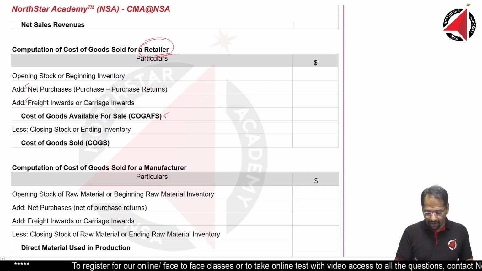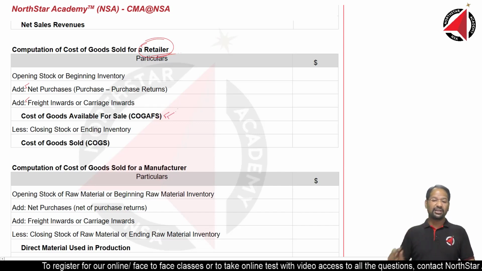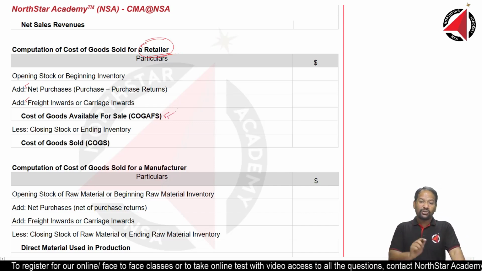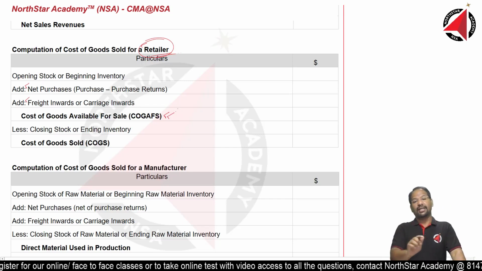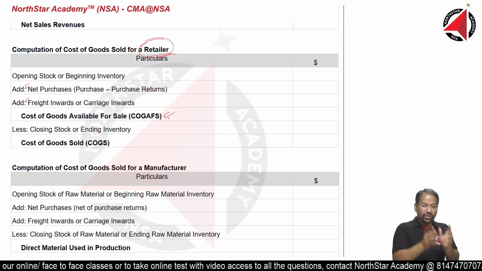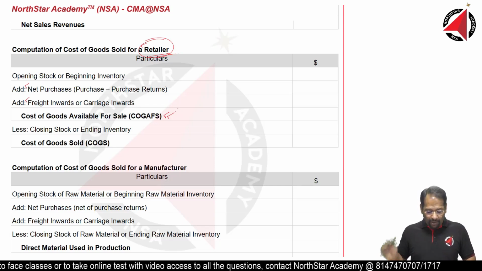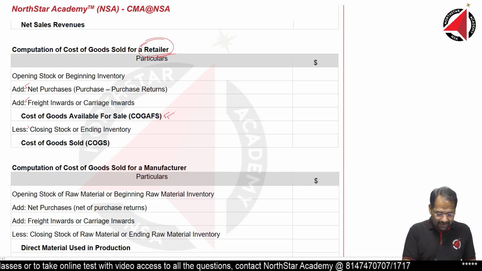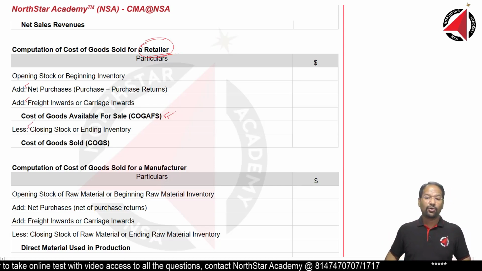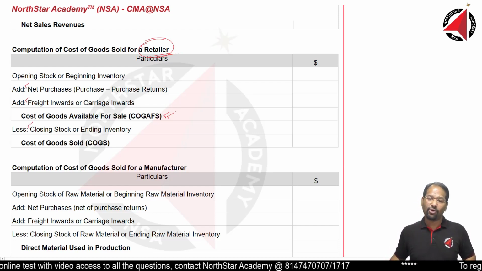This is an important term. Quite a lot of questions will carry this terminology. Cost of goods available for sale means how much goods you have which you are ready to sell. From there we subtract closing stock, and what do we get? We get cost of goods sold, which we call COGS.